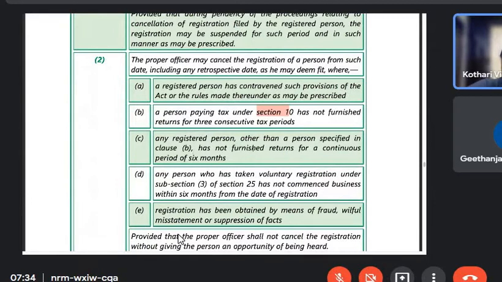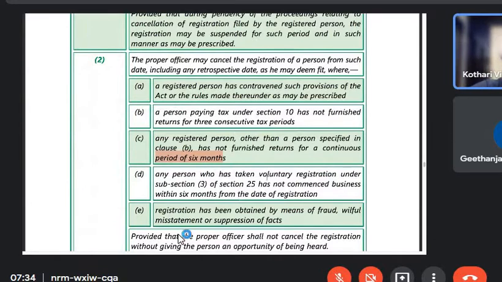Any registered person other than the person specified in clause B has not furnished a return for a continuous period of 6 months. So a registered person who has not filed his return continuously for 6 months may have his GST registration cancelled by the proper officer.